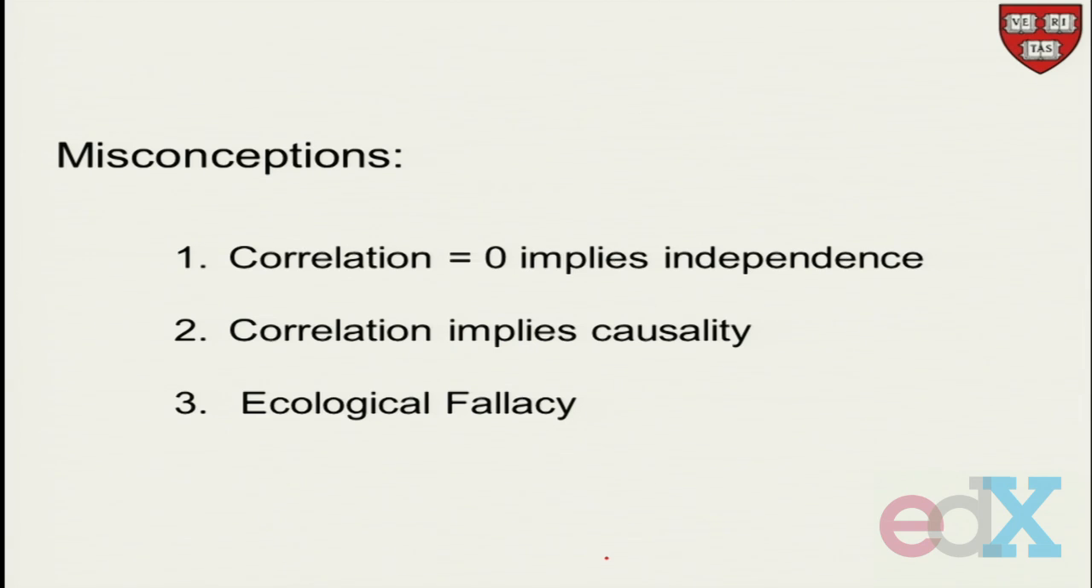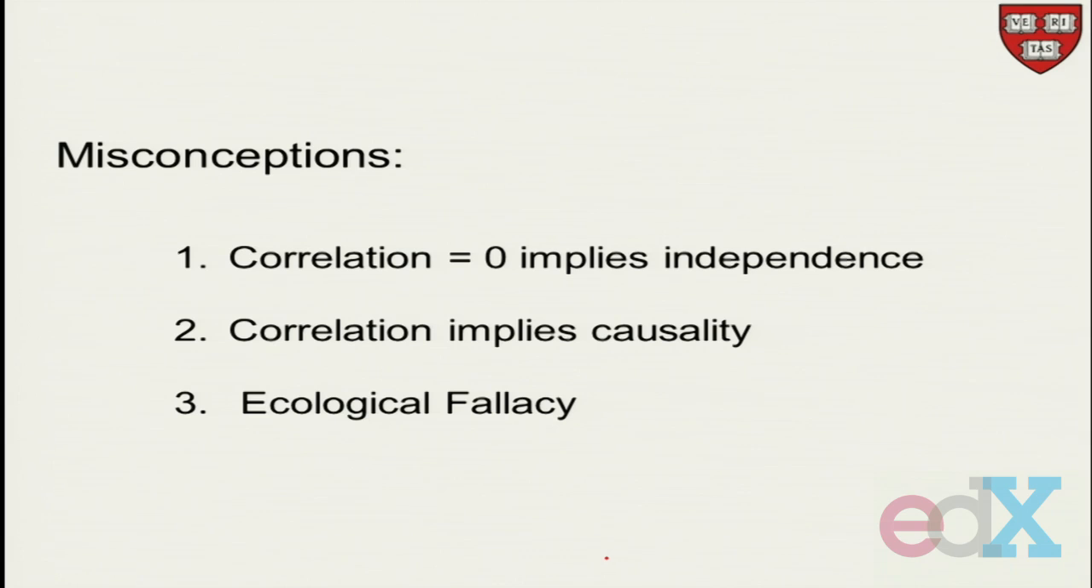All right, so now that you've seen the correlation coefficient, you can see how we can make inference with it. I want to bring up three very important misconceptions that people make when they first are, and later actually, exposed to the correlation coefficient. The first one is what I've just mentioned, that correlation equals 0 implies independence. That's a misconception. It does not.